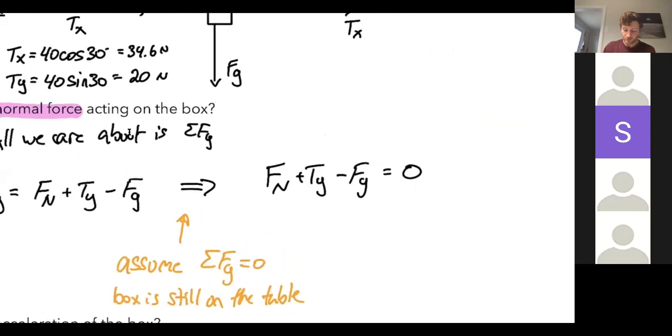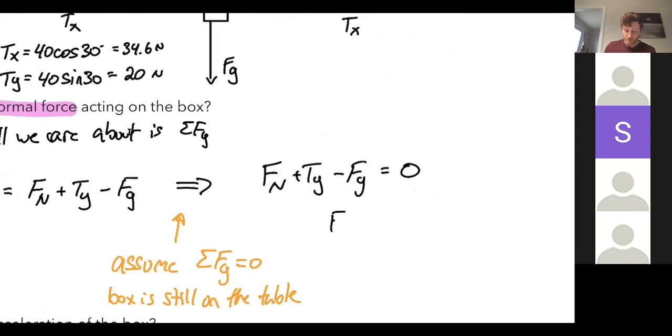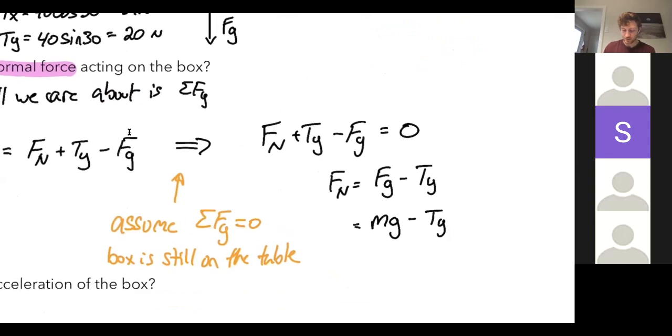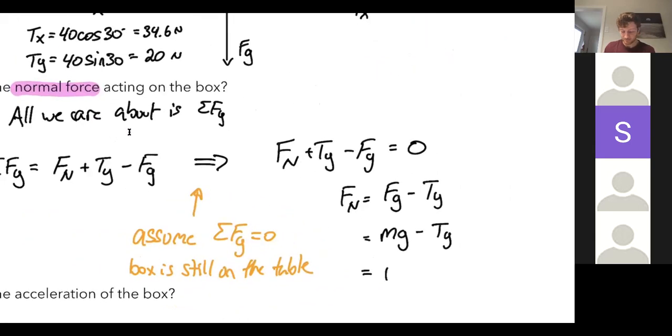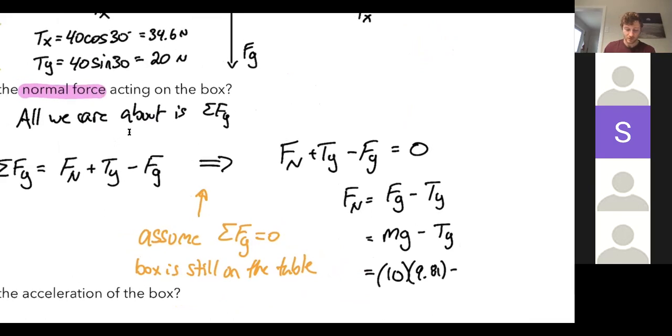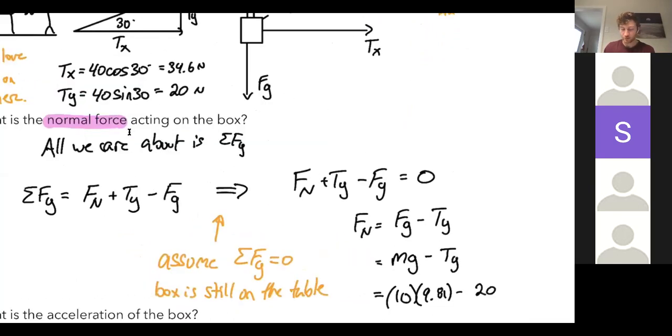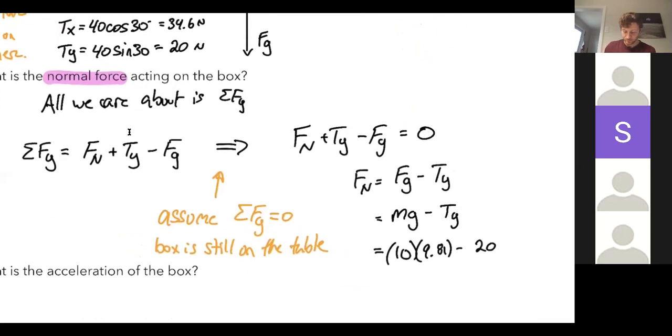So we're looking for the normal force, okay? So the normal force is just going to be Fg minus our Ty. Well, what is Fg? That's mg. Well, what is the mass? The mass is still 10 kilograms. Gravity is still 9.81. Our y component, we already figured that out. That's 20 newtons. So we can go ahead and say that this normal force is a good old 78.1 newtons.